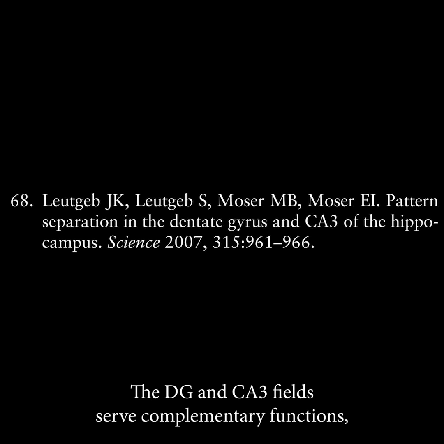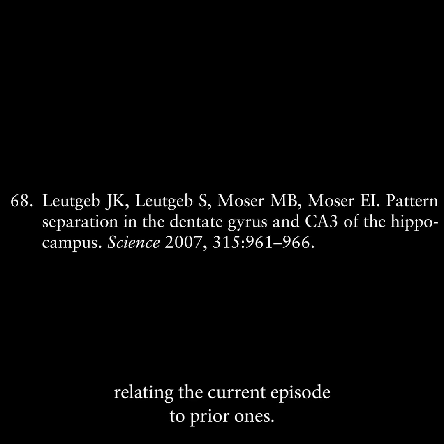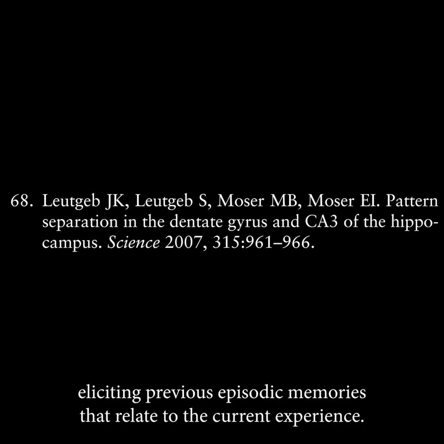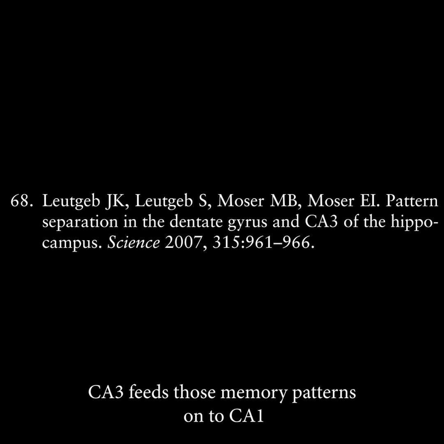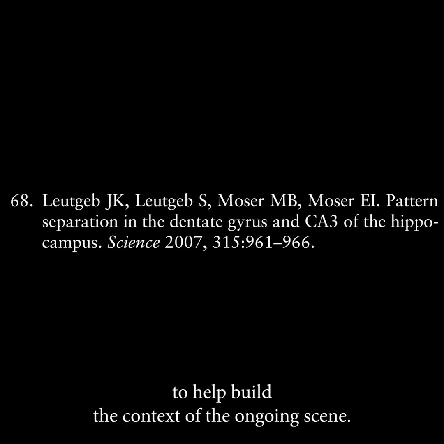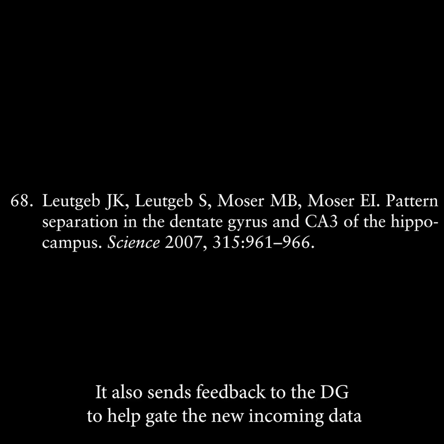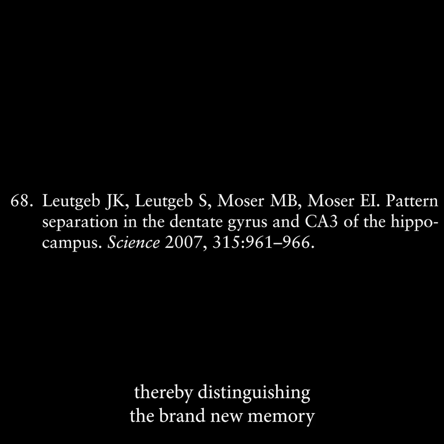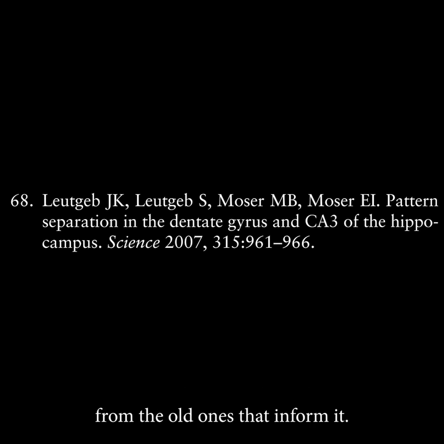DG and CA3. The dentate gyrus and CA3 field serve complementary functions, relating the current episode to prior ones. CA3 is an auto-associational engine, eliciting previous episodic memories that relate to the current experience. CA3 feeds those memory patterns onto CA1 to help build the context of the ongoing scene. It also sends feedback to the dentate gyrus to help gate the new incoming data and keep the current patterns separate from the past ones, thereby distinguishing the brand new memory from the old ones that inform it.